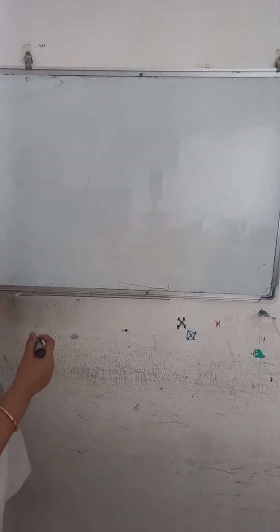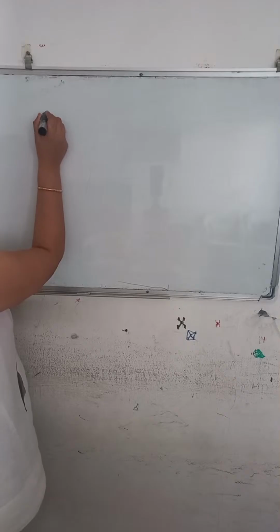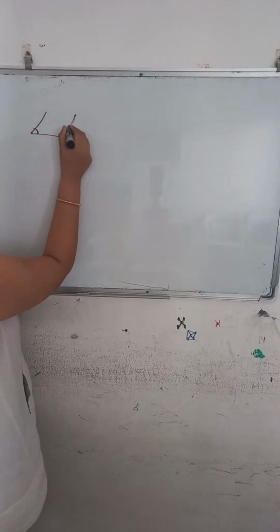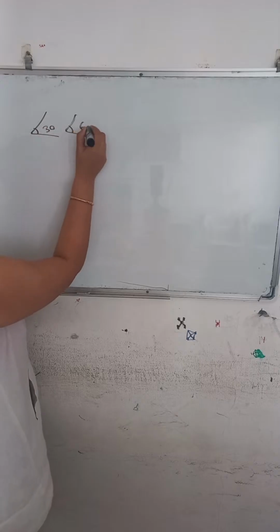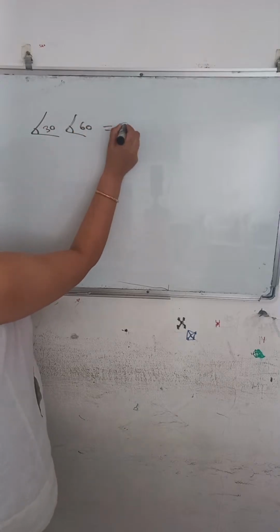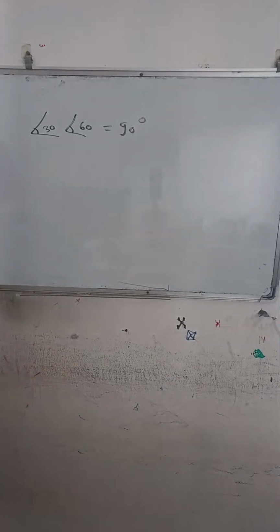Acute angles are those less than 90 degrees, or the angle sum is equal to 90 degrees. Suppose this is 30, then this angle should be 60, and their angle sum comes to 90 degrees. That means they are known as complementary angles with each other. Their angle sum should be 90 degrees.